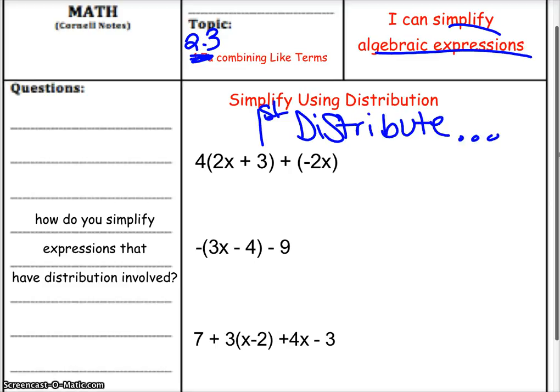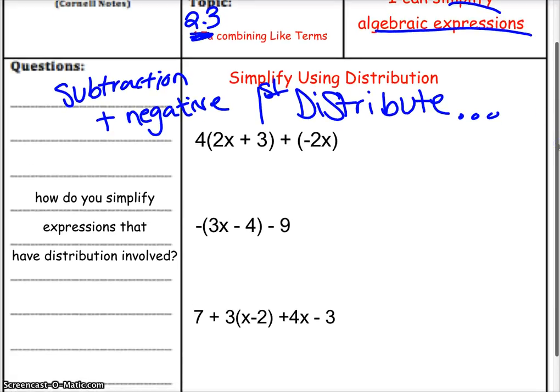But there's an unspoken first step. And the unspoken is to change any subtraction to plus the negative. It's very important to do that because you get a situation where a lot of kids make sign errors. So we want to be really careful about plusing a negative so we can keep all the negatives together. All right, first one. I'm going to distribute first because that's the most important thing.